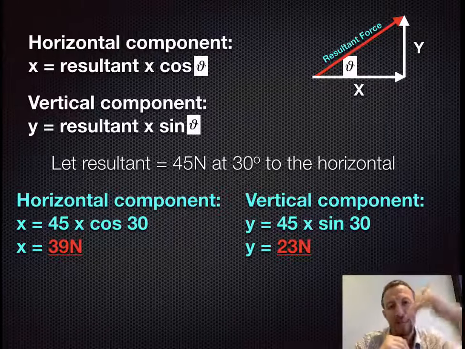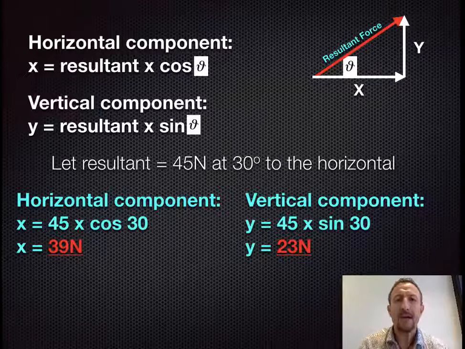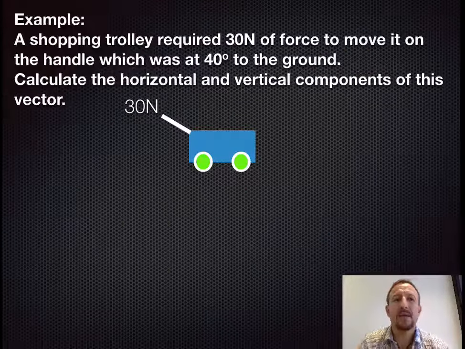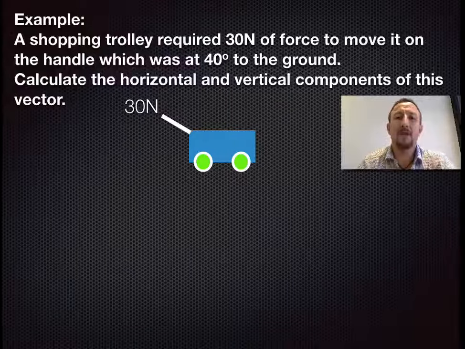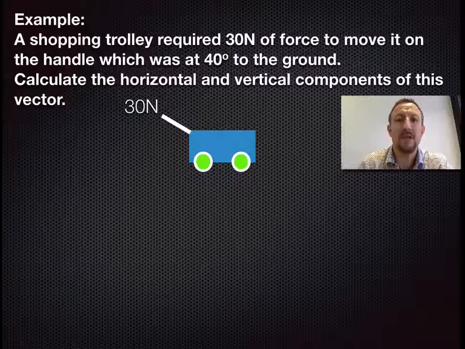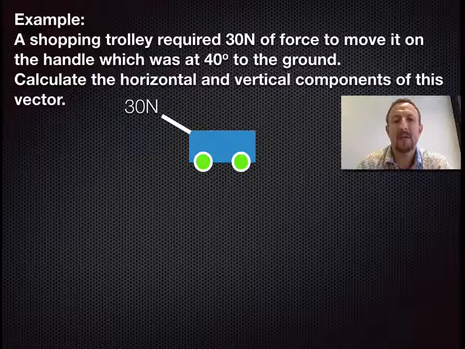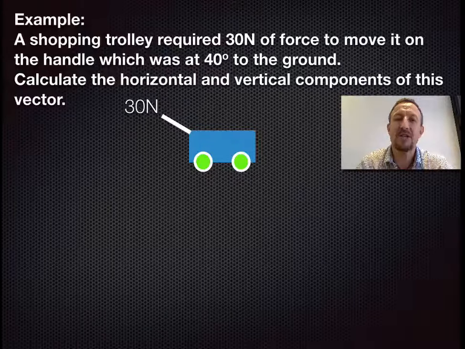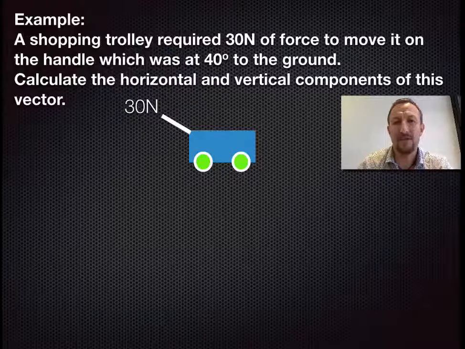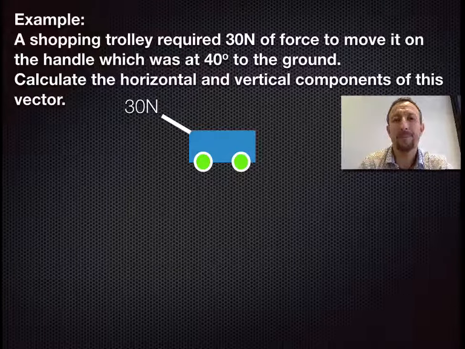Obviously, if we then had another object coming in, we could work with them together. Okay, so let's look at a quick example, and we'll get you to actually practice this. In this example, we've got a shopping trolley which required 30 newtons of force to move it on the handle, which was at 40 degrees to the ground. Calculate the horizontal and vertical components of this vector. Using the information I gave you earlier, pause the video and have a go at this question, and we'll come back and look at your answers. So pause the video now.